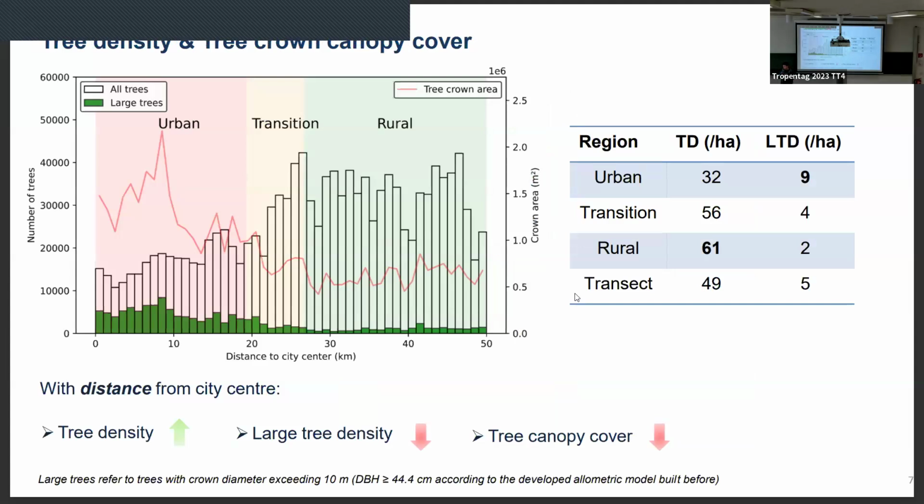On different regions, we can see in the rural area, the tree density is very high. And in the urban area, the large tree density is high, but the overall tree density is lower.